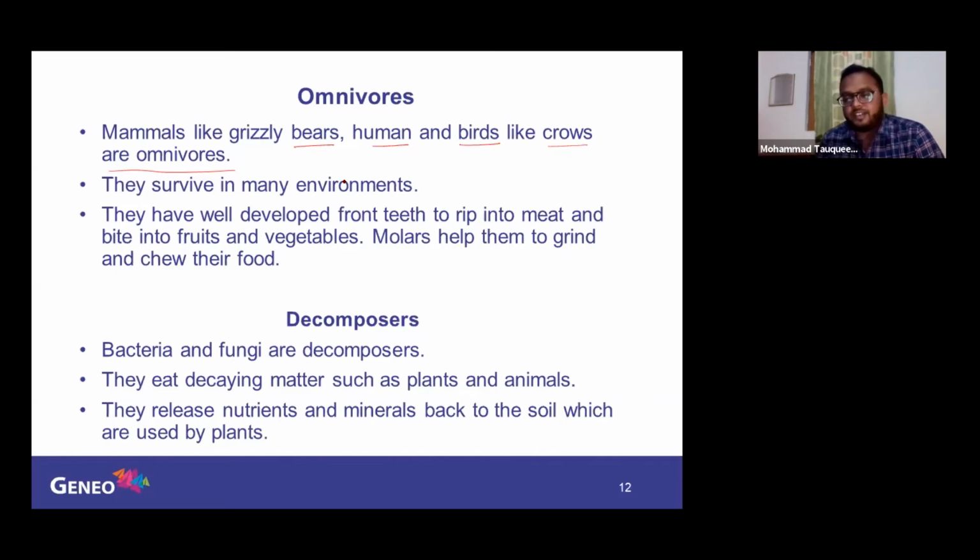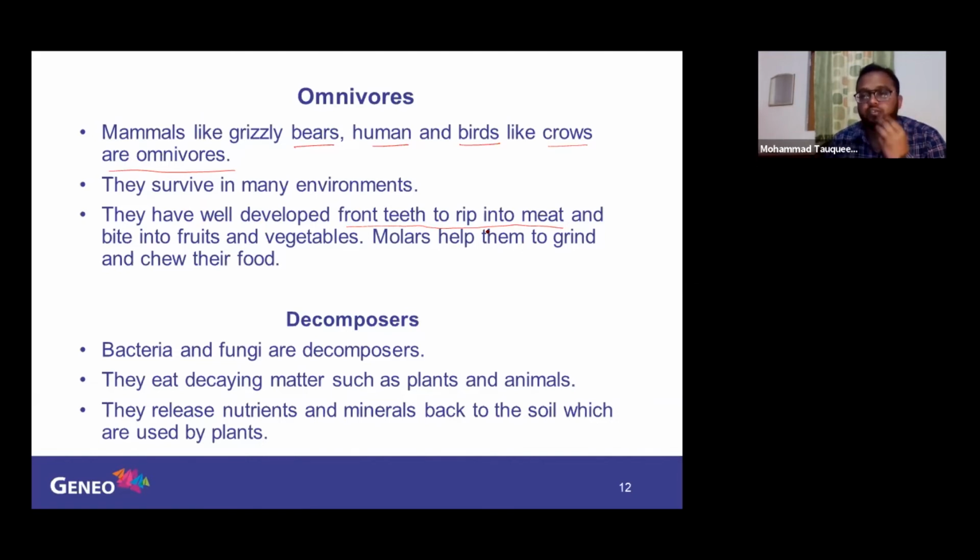They are easy. If there is no animal, they will be surviving on plants. If there is no plant, they will be surviving on animals. So they have very well developed teeth. Here they have well developed front teeth to rip into the meat like this. This is the front teeth.